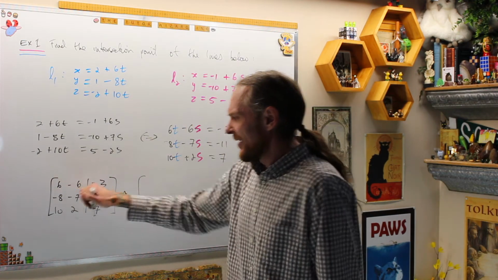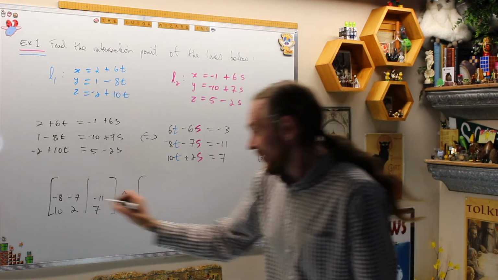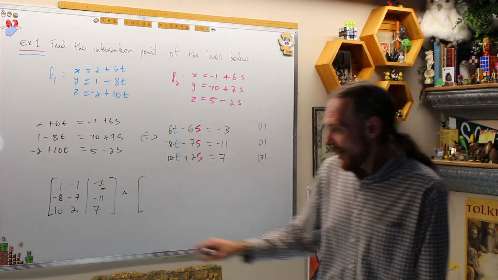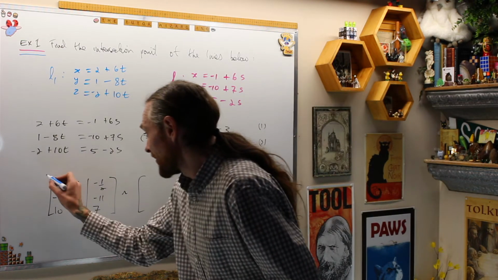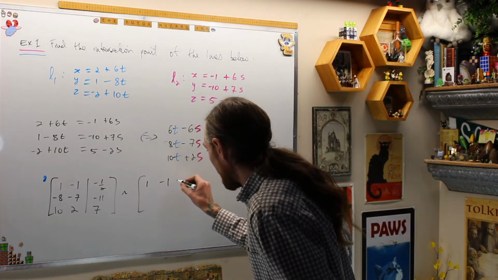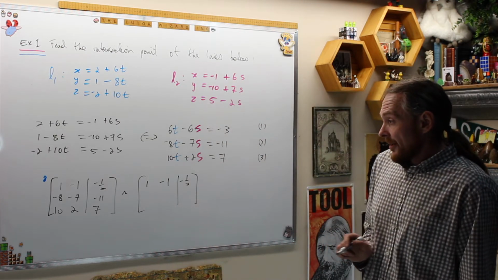I'm going to be lazy, and my first move is just going to be divide the first row by 6. So I'm going to get 1, negative 1, negative 1/2. Now what I'm going to do is kill the 8 and kill the 10. So I have to multiply by positive 8. The first thing I'm going to do is copy down this row, 1, negative 1, negative 1/2, and then I'm going to get, what am I going to do?